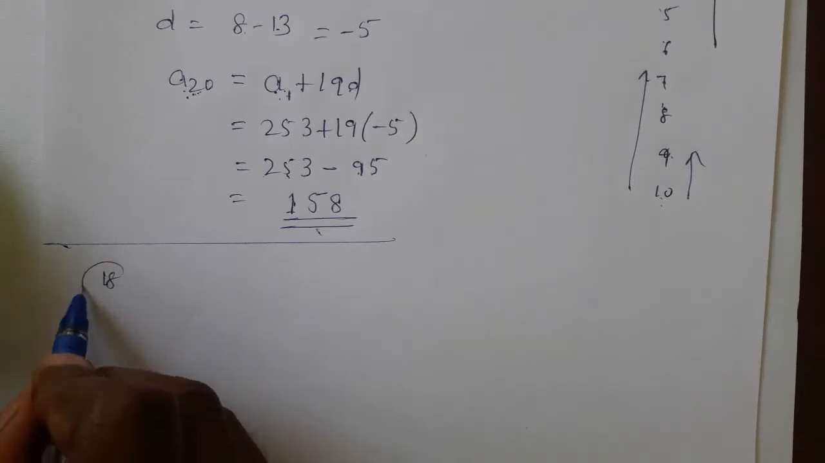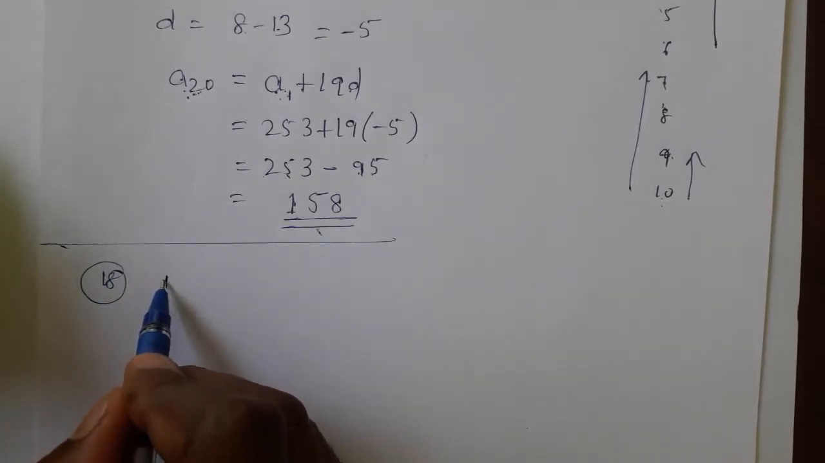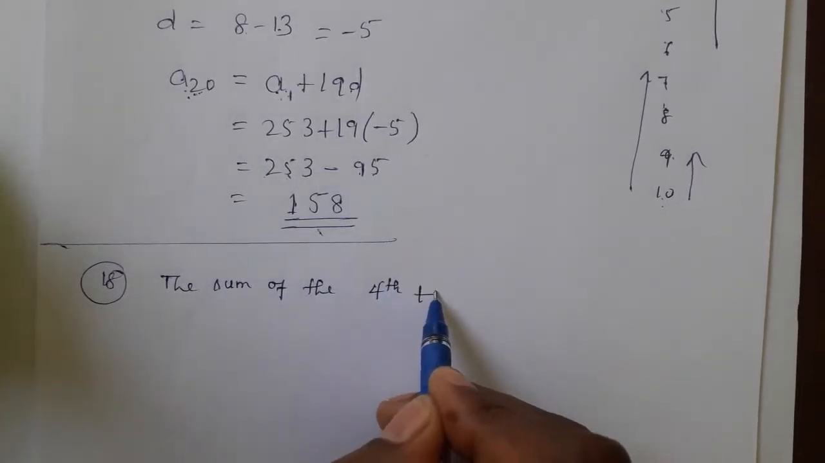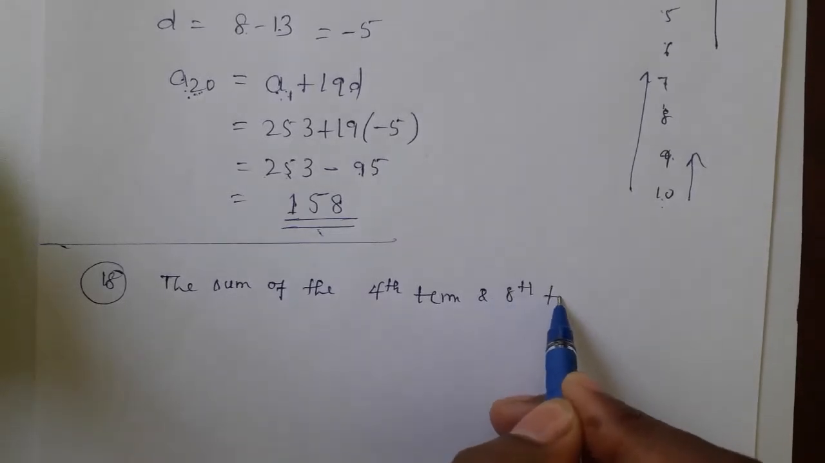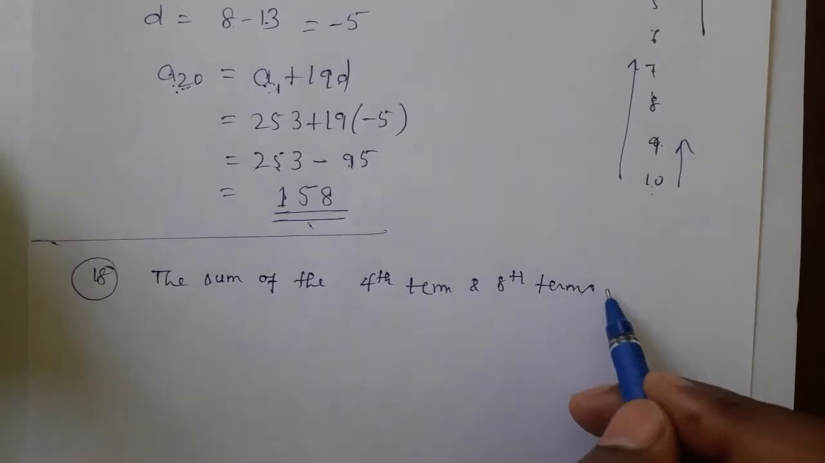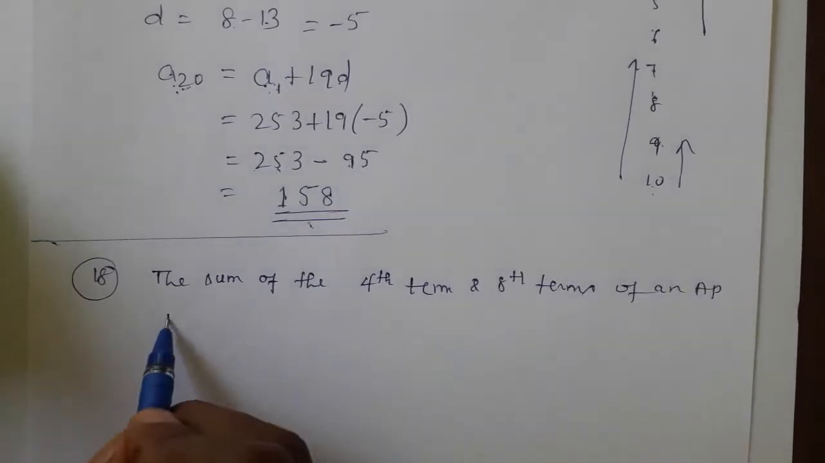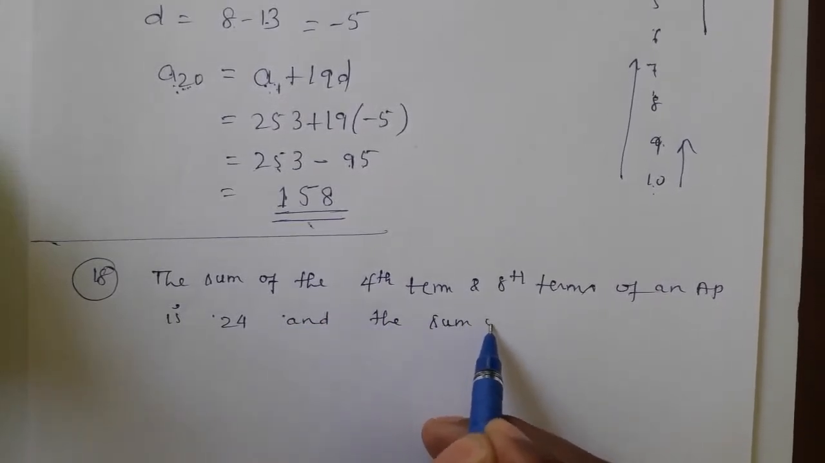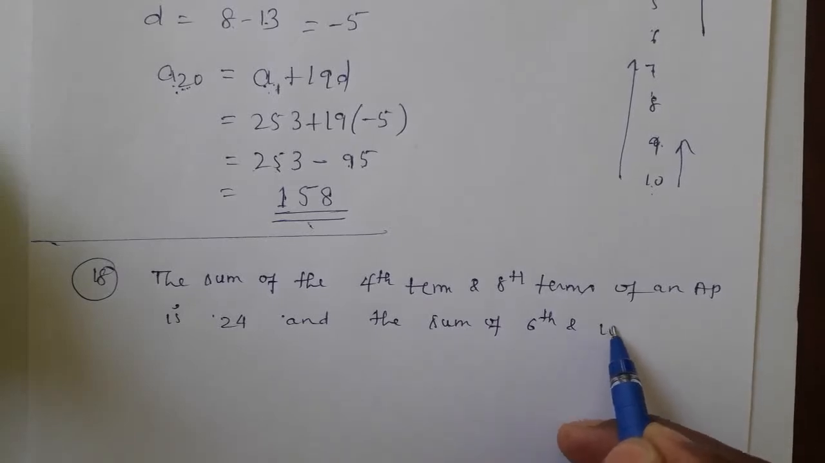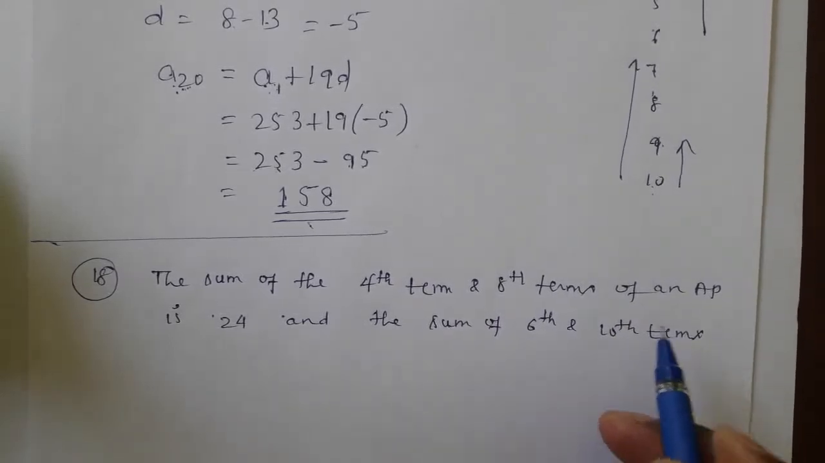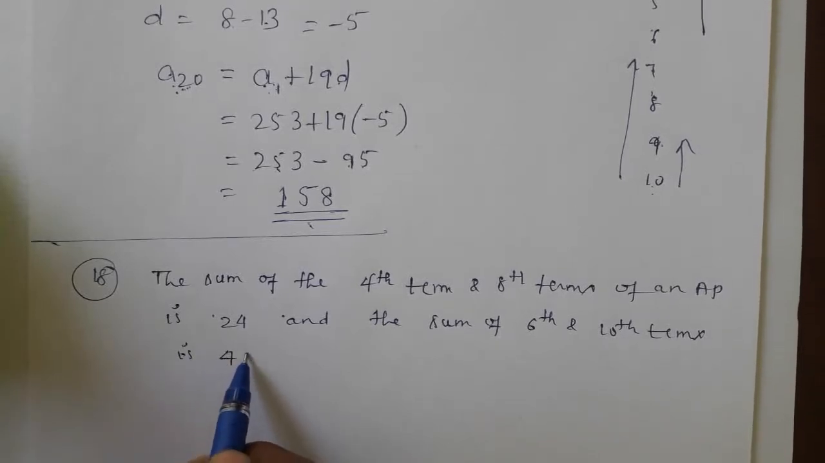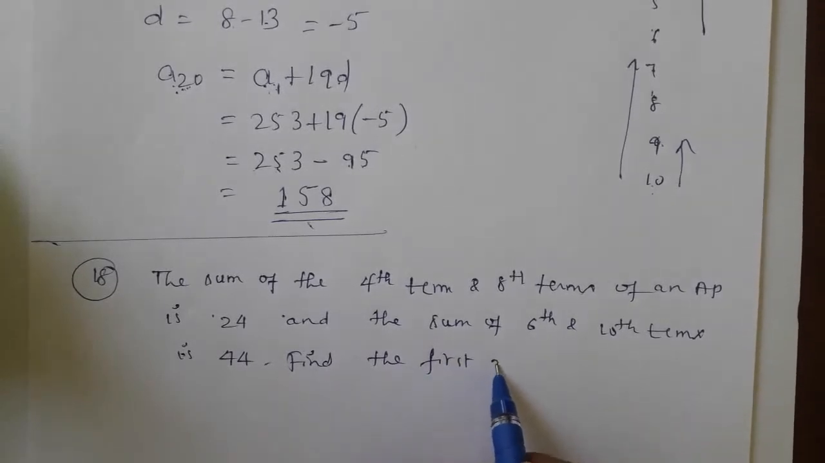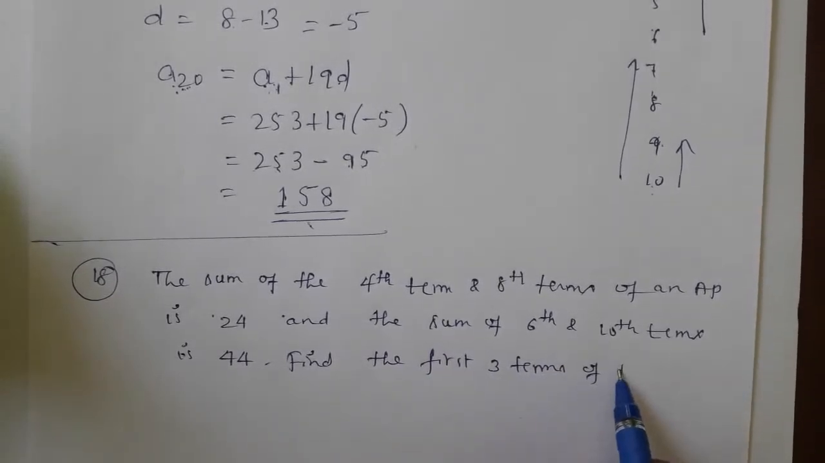We go for the next question, that is the 18th question. The sum of the 4th term and 8th term of an AP is 24 and the sum of 6th and 10th terms is 44. Find the first 3 terms of the AP.